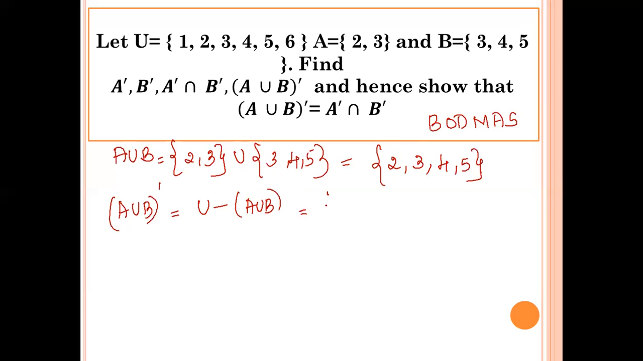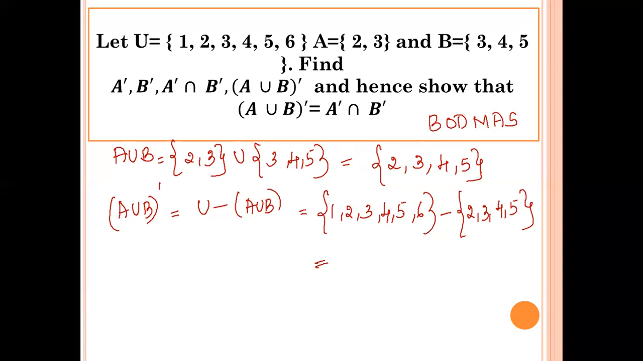So what is U? U is 1 2 3 4 5 6. You have to subtract A union B. A union B is 2 3 4 5. Okay, so you have to write only the common elements. Sorry, you have to delete the common elements. So what are the common elements between U and A union B?